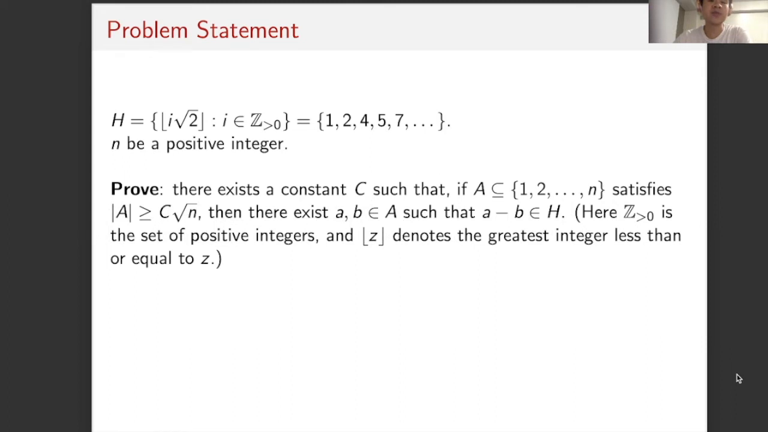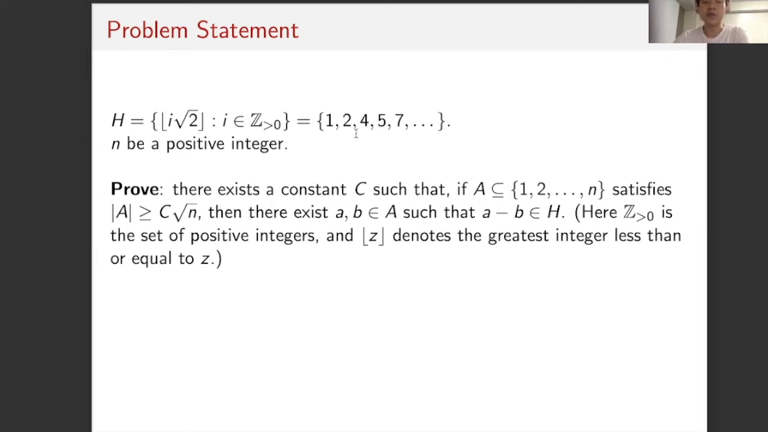So yeah, let's jump to the problem statement. Now consider this set H, which is the set of the floor function of all the integer multiples of square root 2. So meaning that you have 1, 2, 4, 5, 7, skipping 3, 6, and 10, and so on.